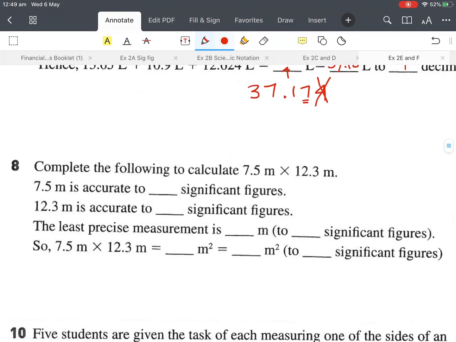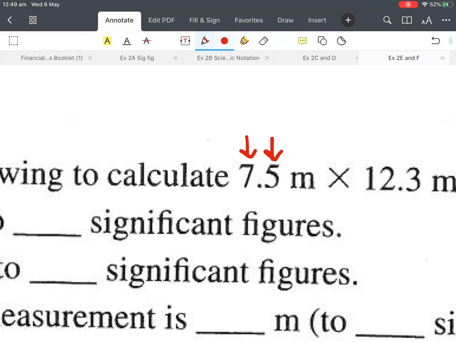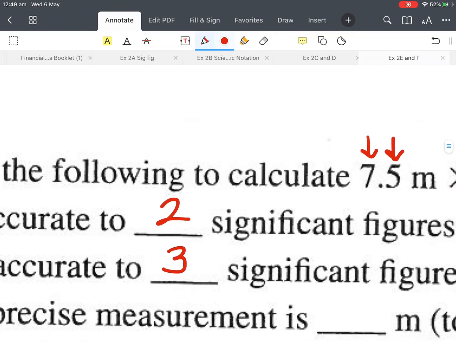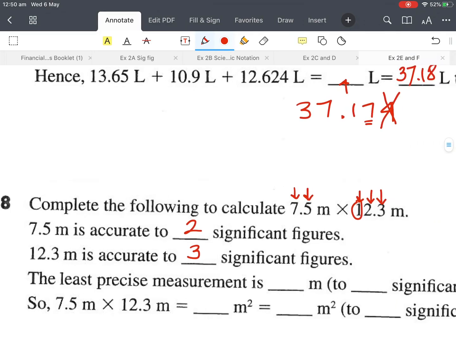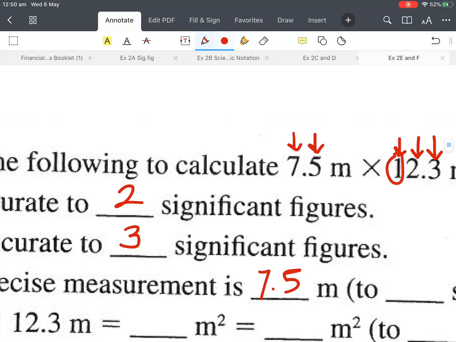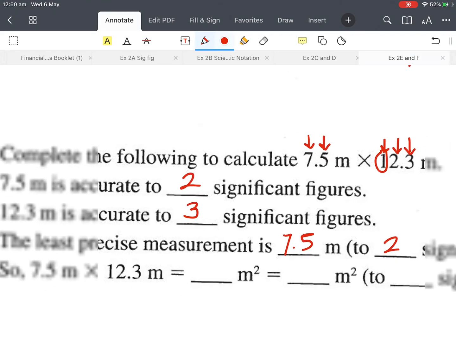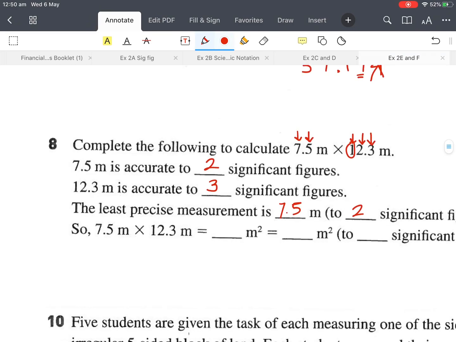Alright, let's try the next bit. See if we can get this done. Number 8 says, same sort of thing, but with significant figures. Complete the following to calculate 7.5 metres. To how many significant figures? Start from this digit. How many digits are there? There are 2. So therefore there are 2 significant figures. Here, how many digits are there? Remember, always start from here. There are 3 digits. So this one is accurate to 3 significant figures. So the least precise measurement is your 7.5 to 2 sig fig. Do that on your calculator.